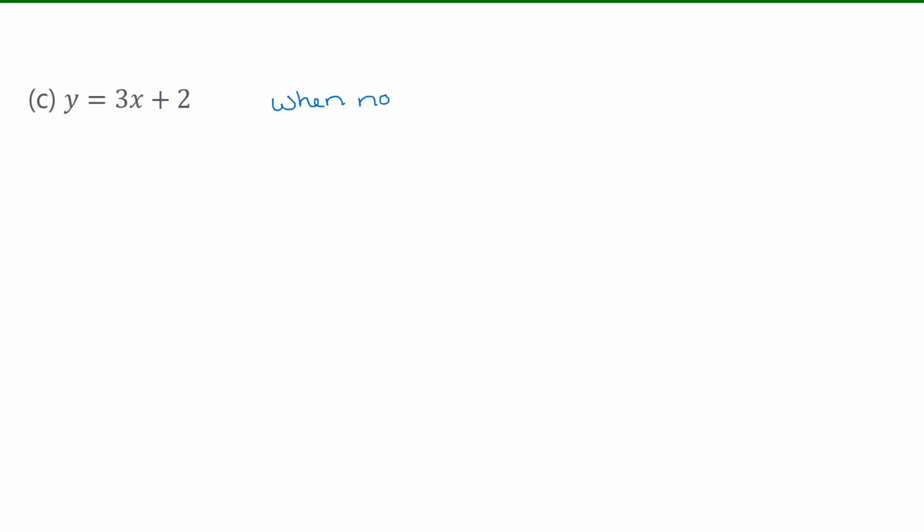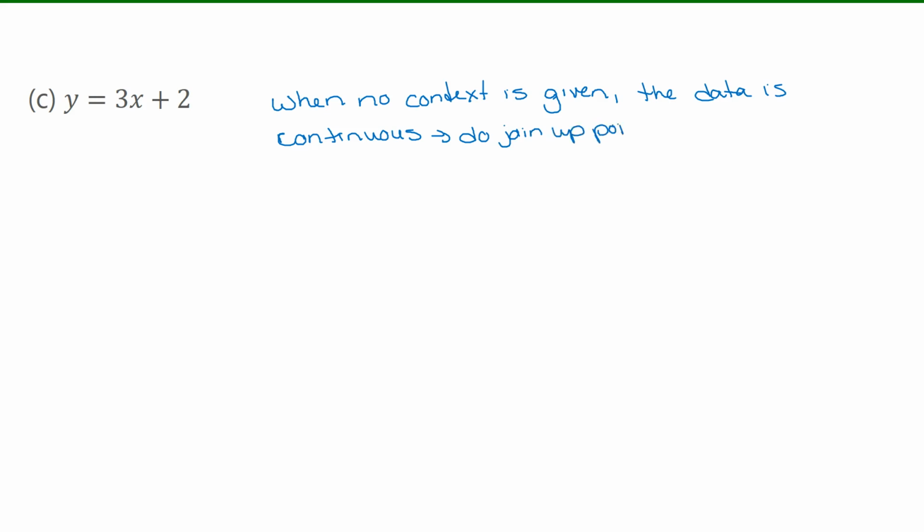When no context is given, the data is considered to be continuous. And because it's continuous, we do join up points on the graph. So when we look at graphing in the next video, we'll have to keep in mind if the data is discrete or continuous.